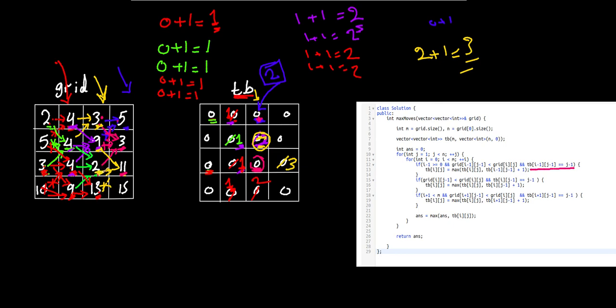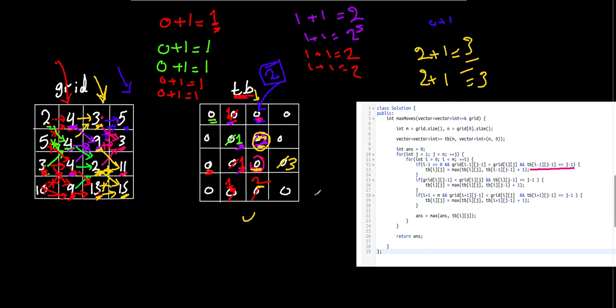Now we have this 2. At 2, the value is 0, so we skip it. It should be 2 in the table. The last cell is 15. We can reach it from 2. From 13, at 2 it's 0, so again we skip it. At 13 the value is 2, and this is valid, so 2 plus 1 is 3.